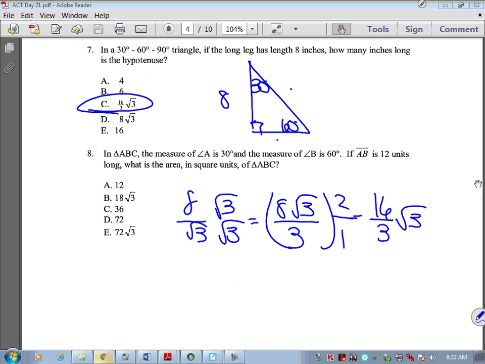Does that make a little bit of sense? So you can see where these 30, 60, 90 and 45, 45, 90 triangles are really important to get down. Okay, 6 or 8? 8.